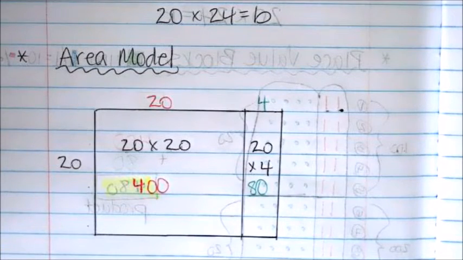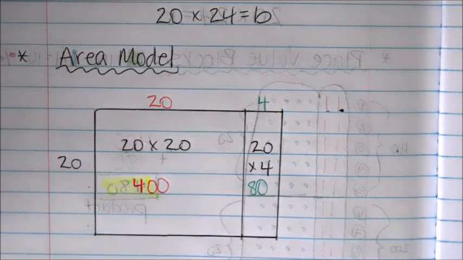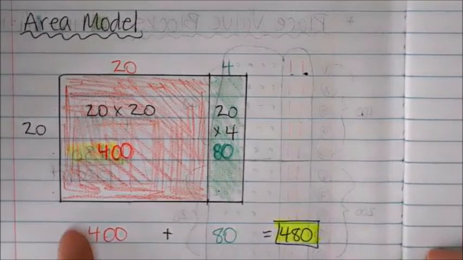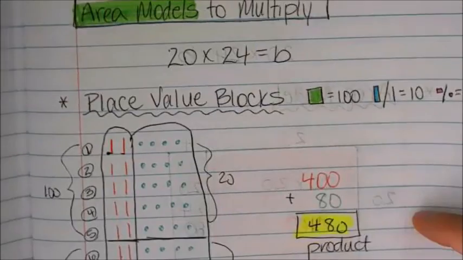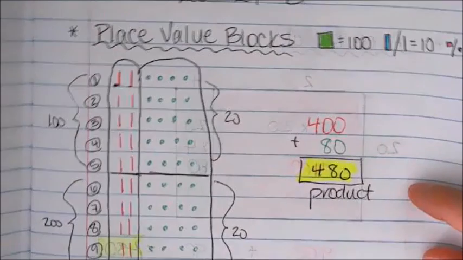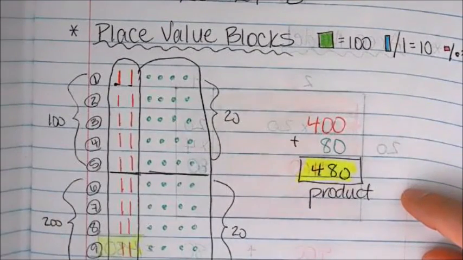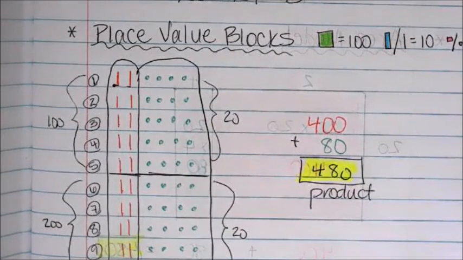Then I'm going to have to take my partial products and add them together. All right, here we go. 400 plus 80 equals 480. Either way, you show it in the area model, or you can show it in the place value blocks, and you will find that you get the same product. Use whatever way works for you best to help you visualize how to solve this problem.